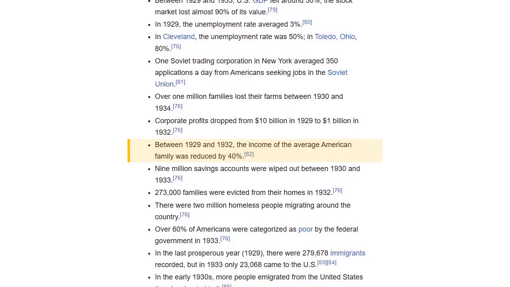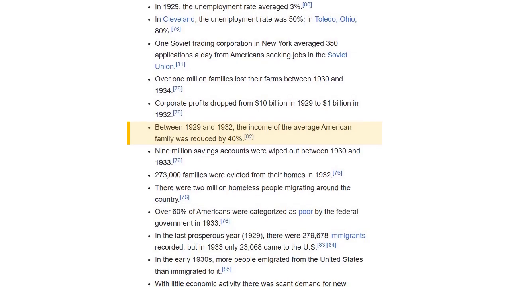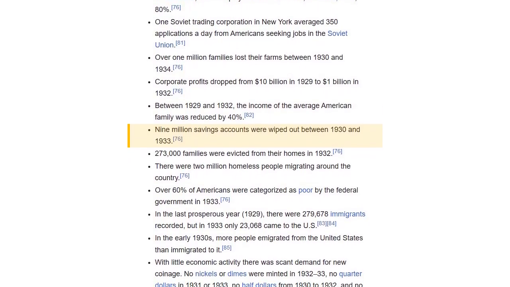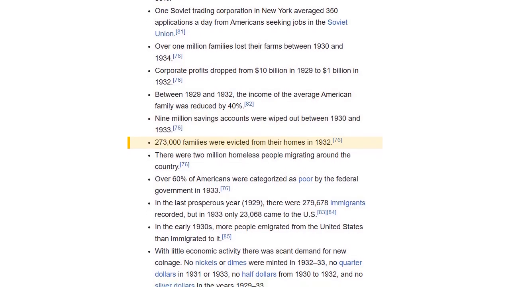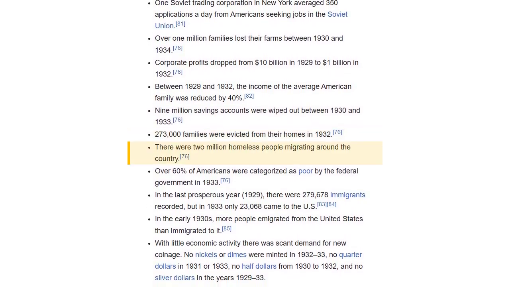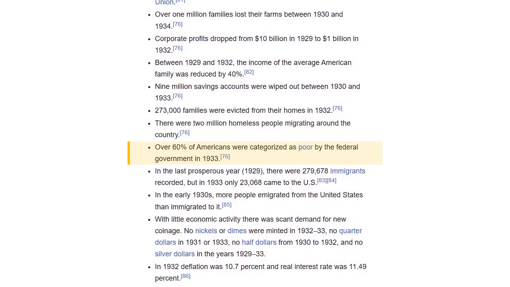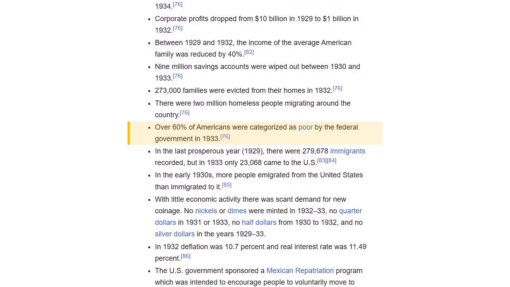Between 1929 and 1932, the income of the average American family was reduced by 40%. 9 million savings accounts were wiped out between 1930 and 1933. 273,000 families were evicted from their homes in 1932. There were 2 million homeless people migrating around the country. Over 60% of Americans were categorized as poor by the federal government in 1933.